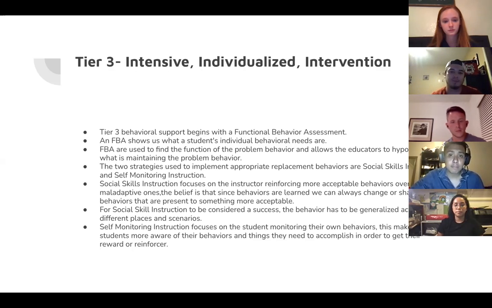Social skills instruction focuses on the instructor reinforcing more acceptable behaviors over maladaptive ones. The belief is that since behaviors are learned, we can always change or shape behaviors that are present to something more acceptable. For social skills instruction to be considered a success, the behavior has to be generalized across different places, different scenarios, and different situations. Self-monitoring instruction focuses on the student monitoring their own behaviors. This makes students more aware of their behaviors and things that they need to accomplish in order to get their reward or reinforcer for following through with the appropriate behavior.